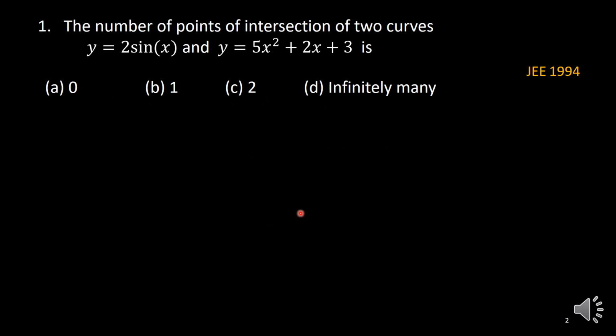We'll consider the first problem. This problem appeared in JEE 1994, and it says: find the number of points of intersection of these two curves, y equals 2 sin x and y equals 5x² + 2x + 3. These two curves are given, and how many intersection points you will get, that is the question. So how to solve this problem?